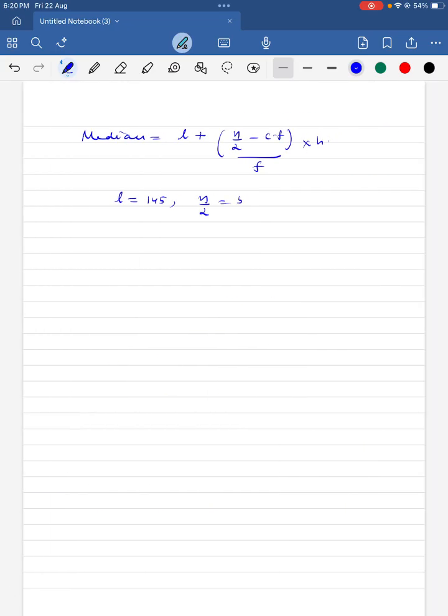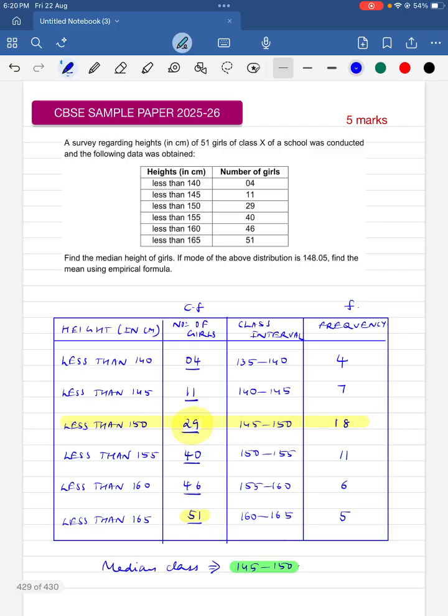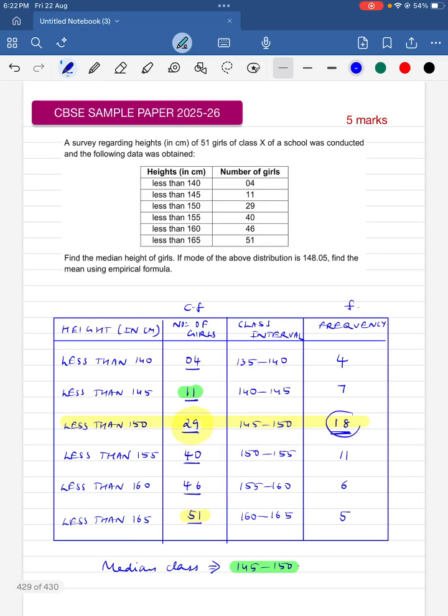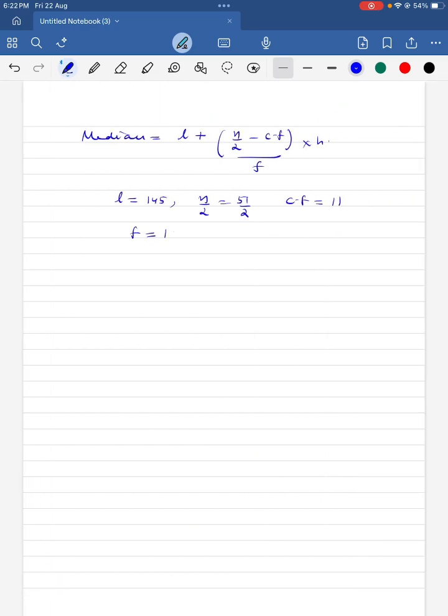n by 2 will be 51 by 2. Cumulative frequency will be the cumulative frequency of the class preceding the median class. And what is the cumulative frequency there? It's 11. So the value of cumulative frequency is 11. The value of f is the frequency of the median class, and in this case the frequency is 18. So f is 18 and h is the class size, which is 150 minus 145, which is 5. So let's substitute these values and find the median.